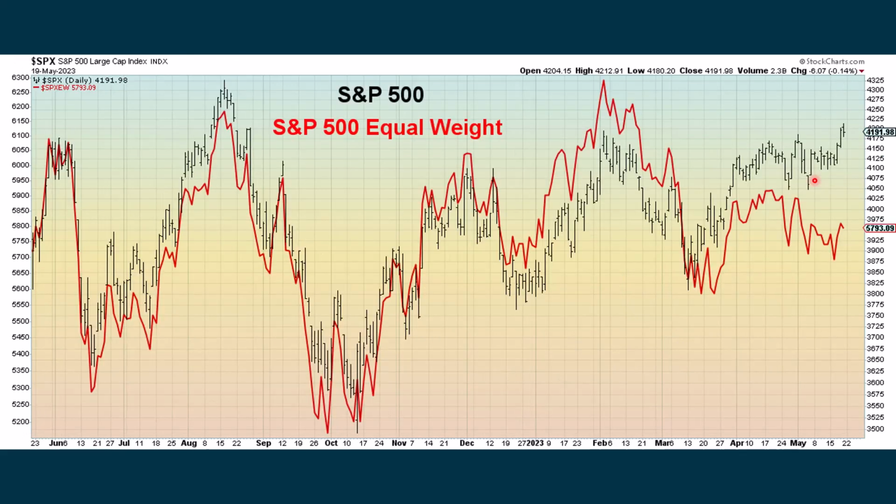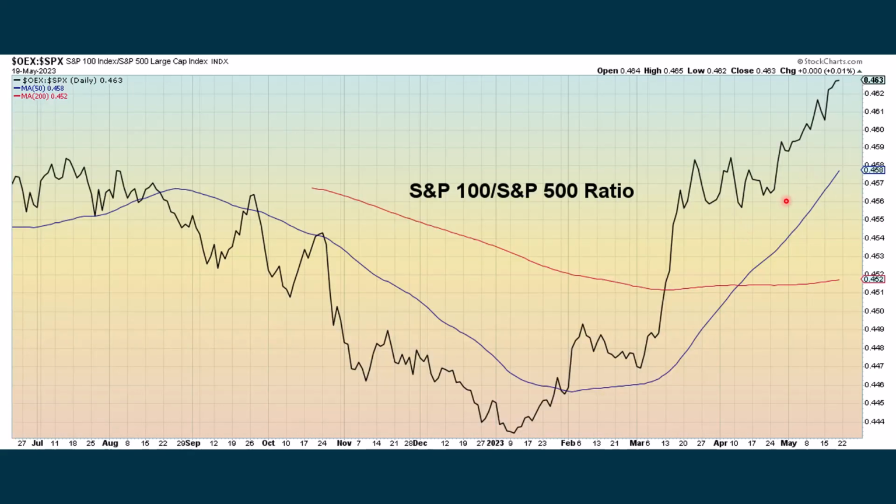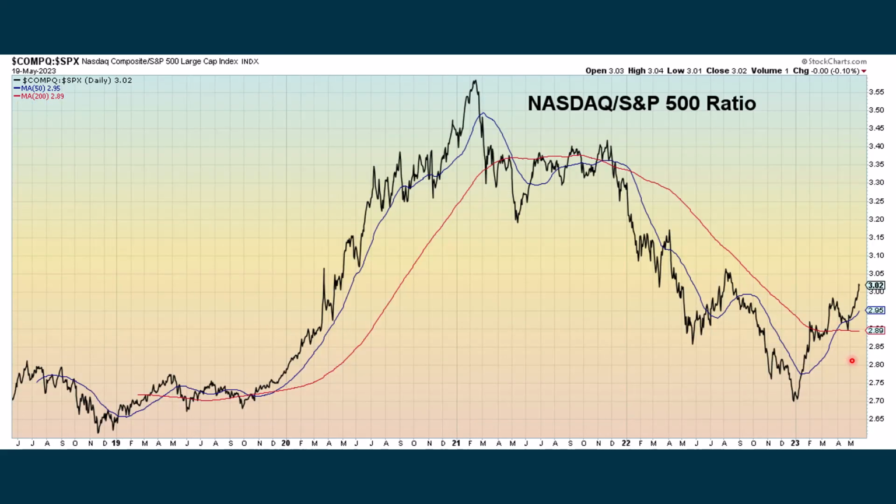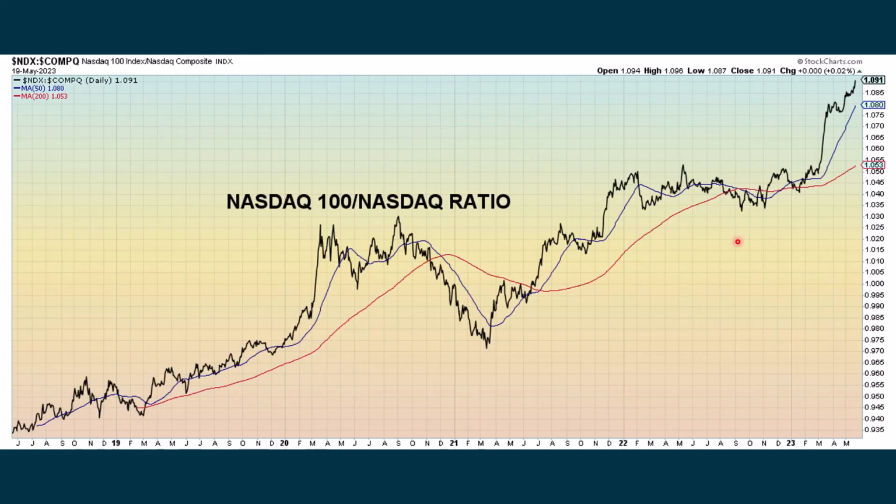But equal weight stocks are underperforming the S&P 500. The S&P 100, which are the bigger stocks, are outperforming the rest of the stocks in the S&P 500. The small caps are underperforming the S&P 500. The NASDAQ is still doing quite well compared to the S&P 500 and is in an overall uptrend with this ratio. We also look at the NASDAQ 100, and also the NASDAQ is doing good, but the NASDAQ 100 is doing even better.